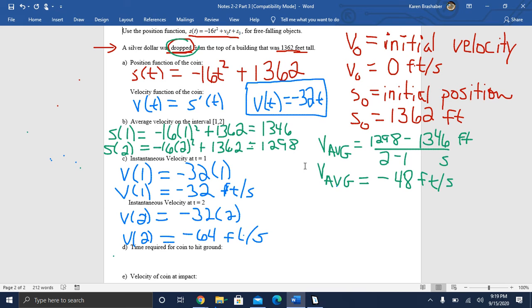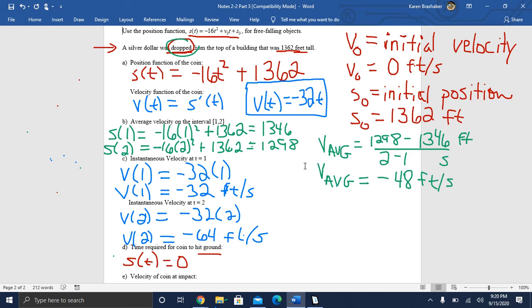Part D is asking you the time required for the coin to hit the ground. Now, this actually gets back to just a little bit more algebra. For something to hit the ground, then its position would have to be 0. So that means that we would need to set the position function S of t equal to 0 and find out when. So we're going to solve for time. When did the object hit the ground?